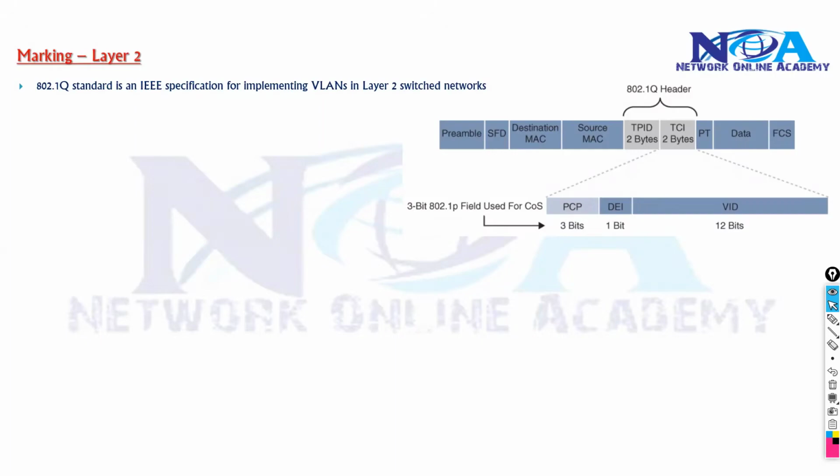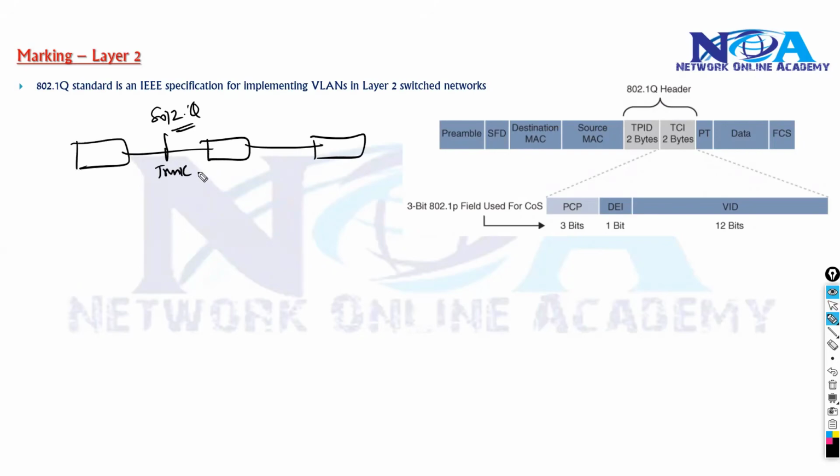Now, the first option will try to understand the layer 2 marking. Layer 2 marking is about the traffic as it moves from switch to switch in the form of 802.1Q frames, the trunking concepts, the 802.1Q frame as it moves over your layer 2 switch network. And when you're implementing VLANs, we use this. You know the concepts of trunking and other stuff.